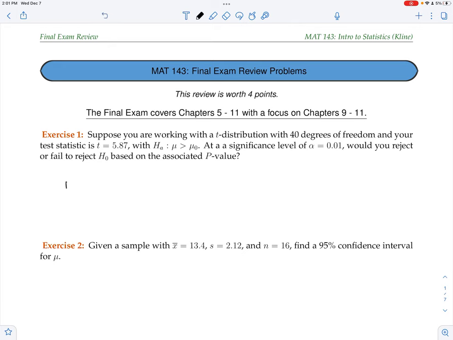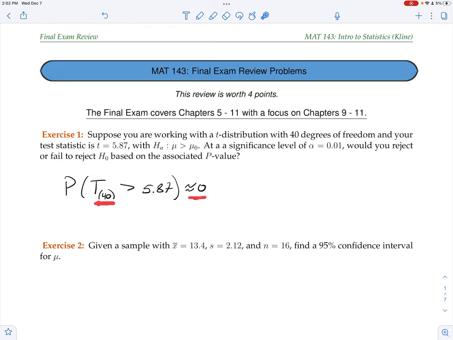So the point is you need to compute the probability. Let's do it like this. Let's say the probability that the t-distribution with 40 degrees of freedom is greater than your test statistic. I know it's greater than because I'm going off of this value. When you plug this into the app, you're going to get approximately 0. You can actually predict this.